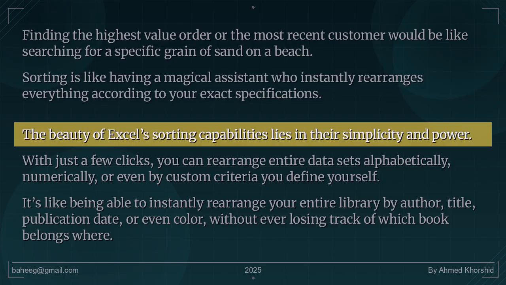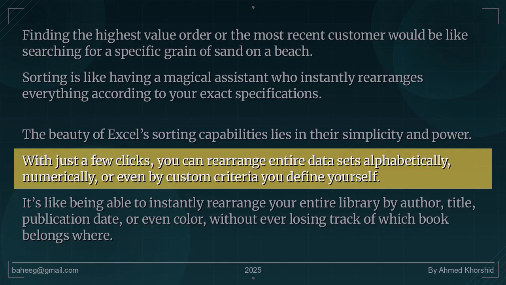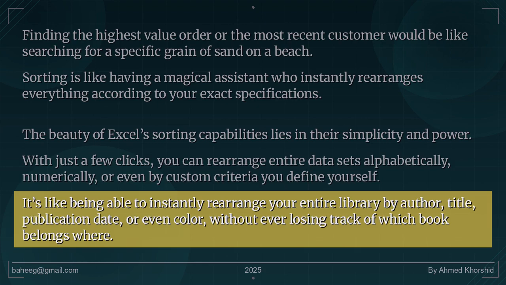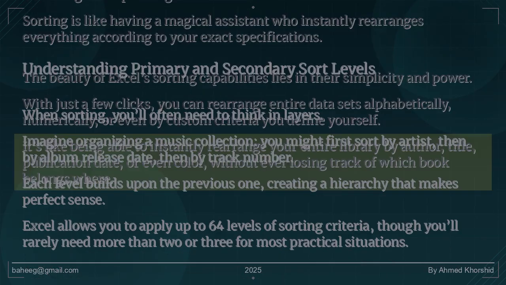The beauty of Excel's sorting capabilities lies in their simplicity and power. With just a few clicks, you can rearrange entire data sets alphabetically, numerically, or even by custom criteria you define yourself. It's like being able to instantly rearrange your entire library by author, title, publication date, or even color, without ever losing track of which book belongs where.